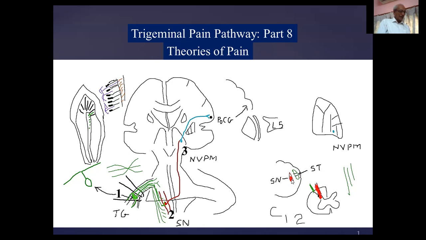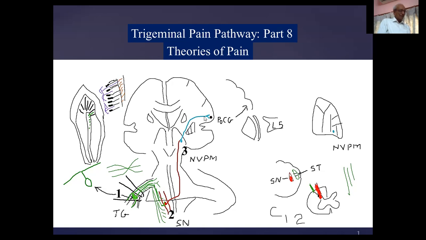And similarly here, spinal nucleus, second neuron. The third neuron is in the thalamus within the nucleus ventroposteromedial. This is the thalamus in a horizontal section. And we find the neuron there, the third neuron.